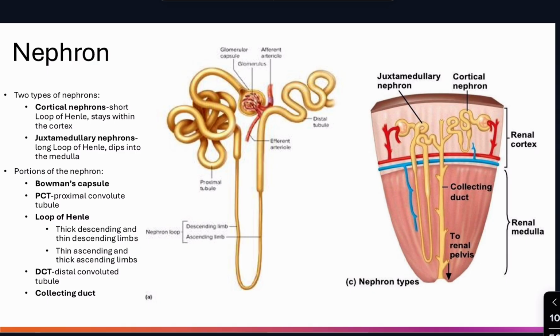Then we have what's called the PCT, right? And that's short for the proximal convoluted tubule. Now, proximal meaning closer to the glomerulus, right?